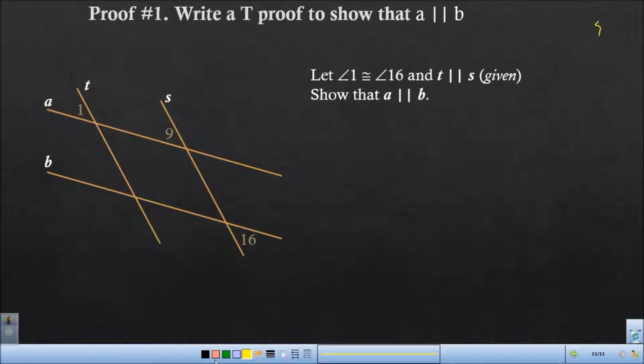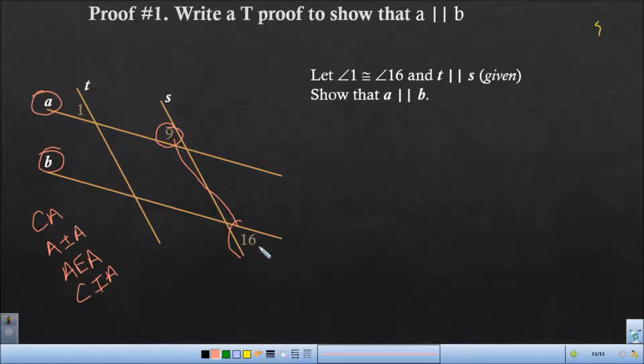So let's think backwards for a moment. If I want two lines to be parallel, A and B, my converse theorems say that I have to have angles that are either corresponding, alternate interior, alternate exterior, or consecutive interior angles. So 1 doesn't have a match on A and B, but 9 does. 9 and 16 match up, and they're alternate exterior angles. So what this does for me is it allows me to kind of work backwards from the bottom to the top on my proof.